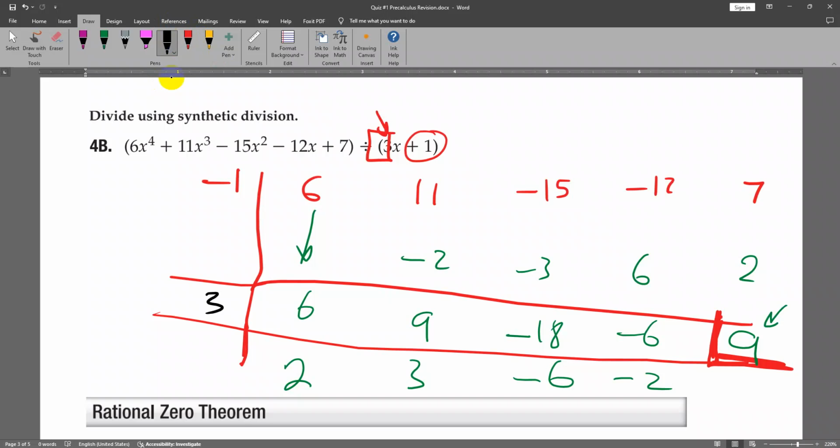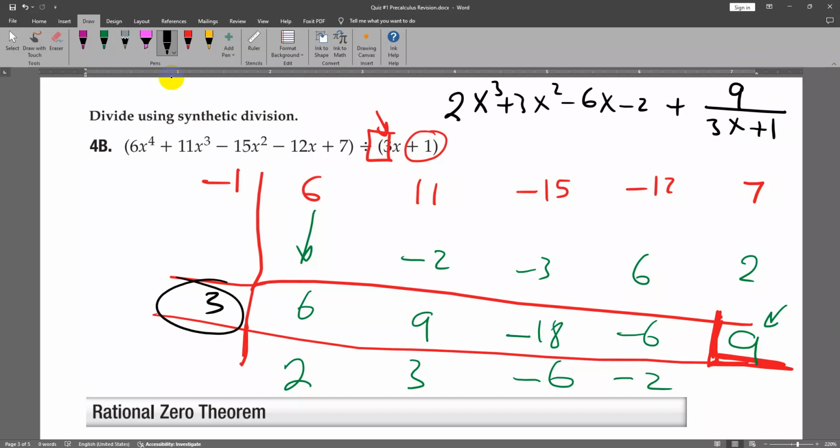To get the answer, you will subtract the degrees. 4 minus 1 is 3, so we will start with power 3: 2x power 3 plus 3x power 2 minus 6x minus 2, plus the remainder, which is 9 over 3x plus 1. Here's how to do it with my way: divide by the leading coefficient here, and you have to remember the remainder is back there.